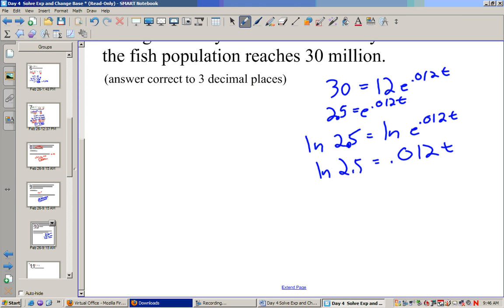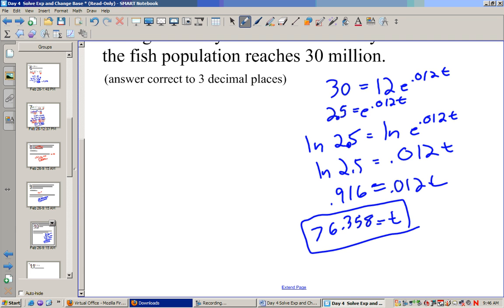So I'll just take the natural log of 2.5 and get that answer, which is 0.916, and then divide that by 0.012. So my time is 76.358. That's how many years it will take before it reaches 30 million.